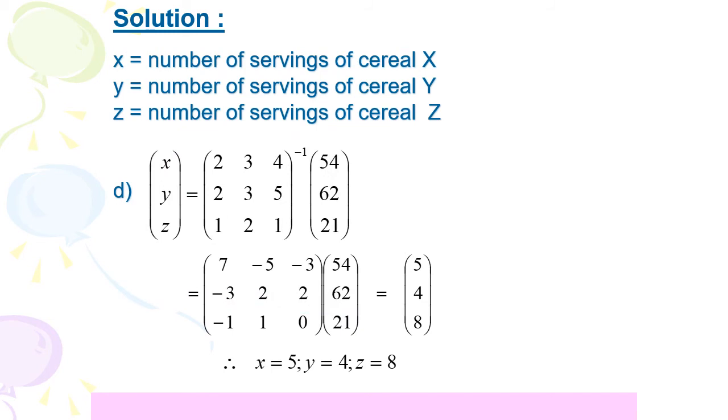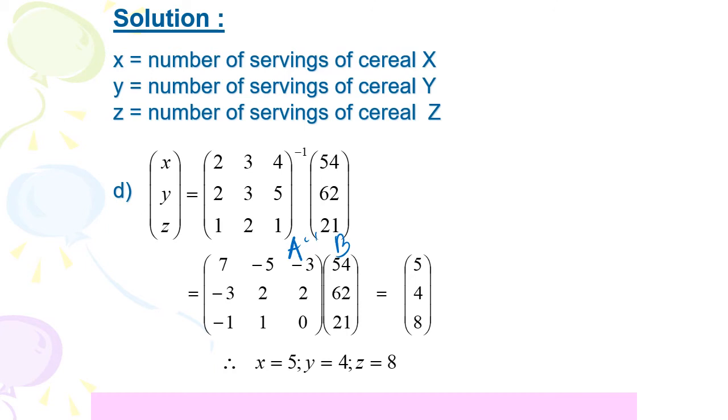How about D? Now we just have to solve for X, Y, Z. So we just have to substitute the A inverse into the results. So A inverse multiplied by matrix B. So do the multiplication. So we will get the result as 5, 4, 8.